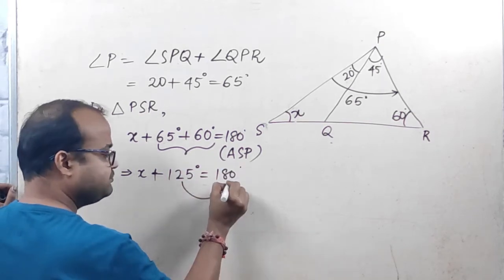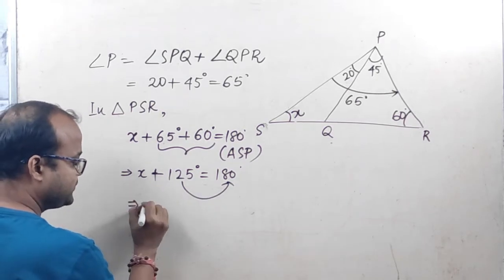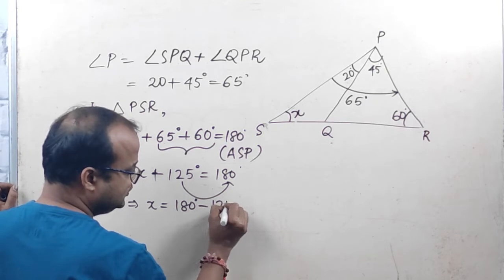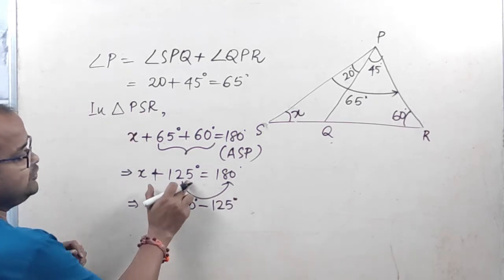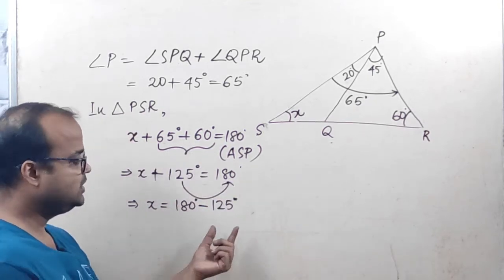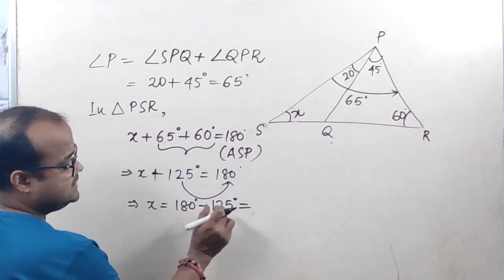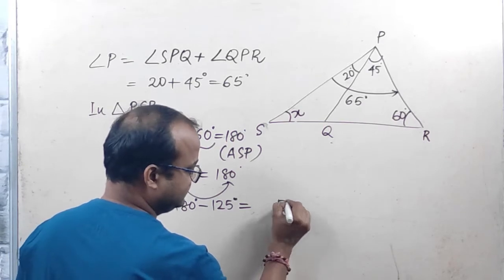In the next step, shift the side, so you will get x equals 180 degree minus 125 degree. Because this is 125, if it changes the side, you will get minus 125 degree. So therefore 180 minus 125.